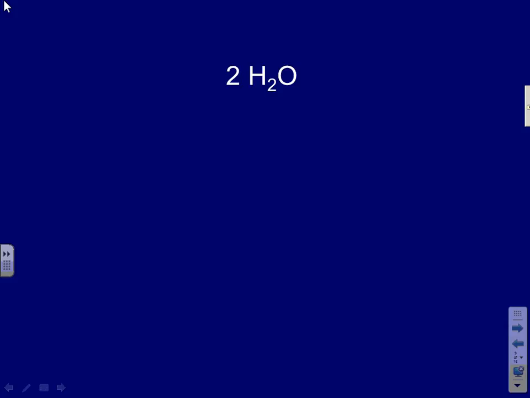Patience. It's okay. Underneath the 2 H2Os, I'm going to write H's and O's. I have a coefficient of 2, the big number, which means I have 2 water molecules. Each water molecule has a subscript of 2 H atoms.